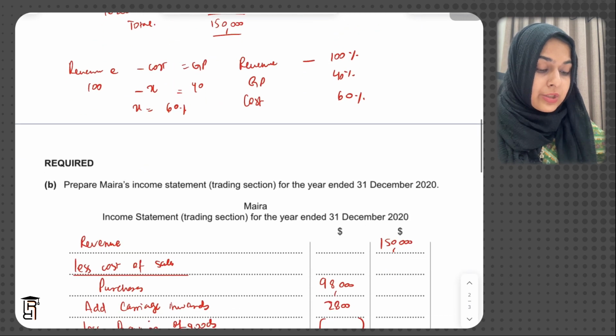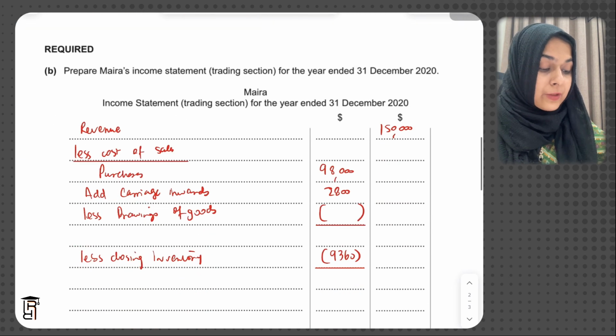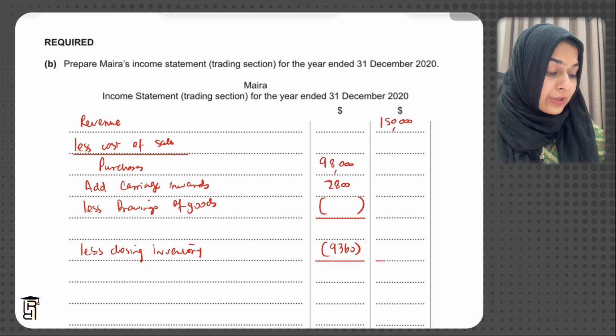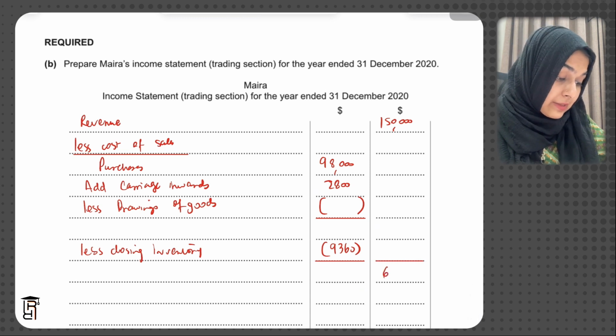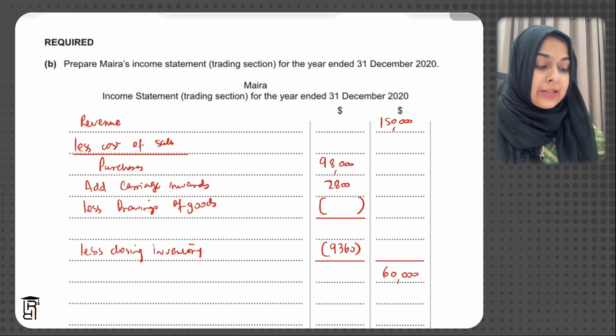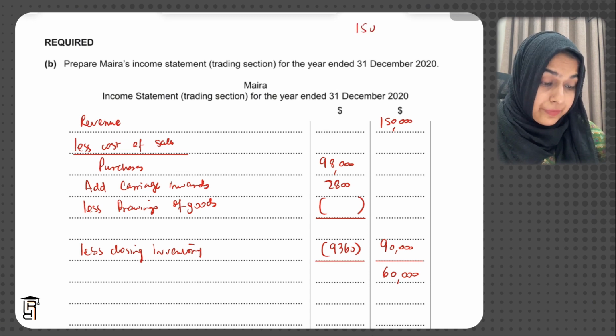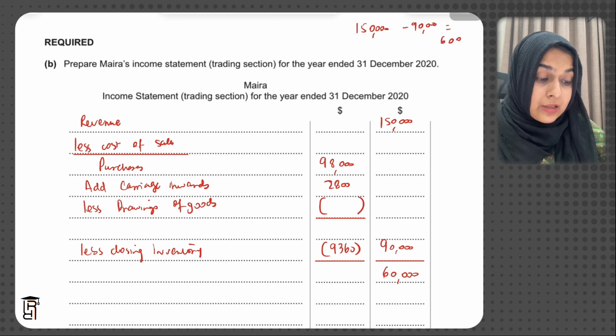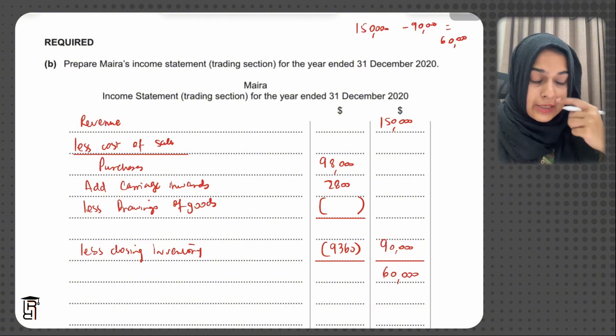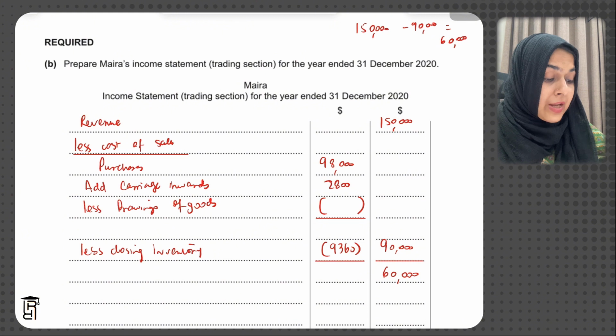So if I take out my 40% of the total revenue, I'll get gross profit. So 40% of 150,000 is 60,000. Similarly, 60% of 150,000 is 90,000. But if I have gotten my gross profit, 150,000 is my revenue, gross profit is 60,000. So revenue 150,000 minus 90,000 will give me 60,000. So I know my cost of sales here is 90,000. So I get 90,000 here.